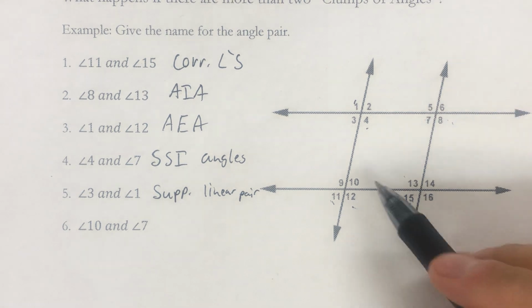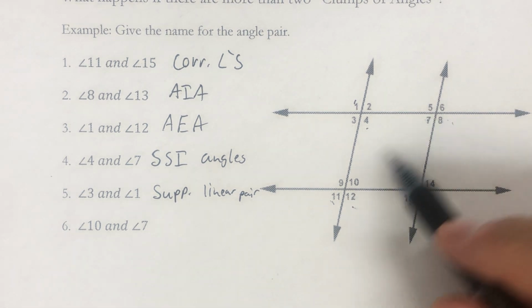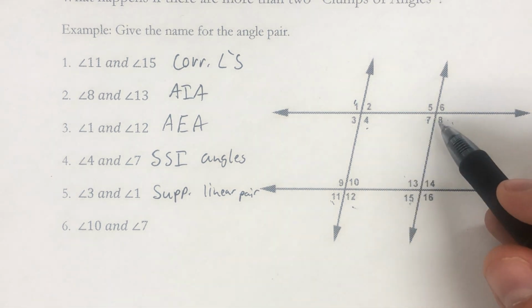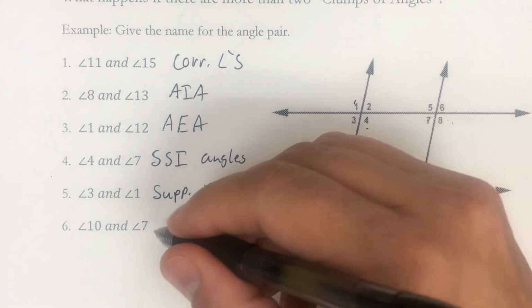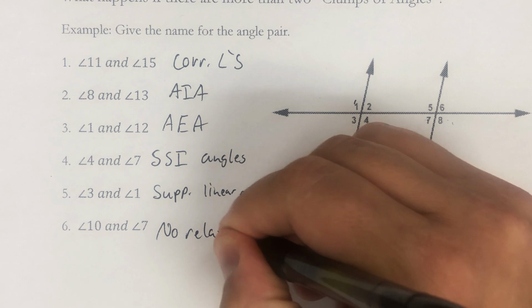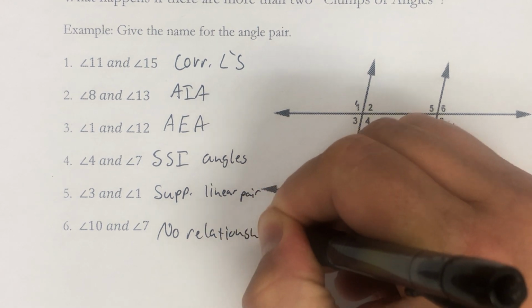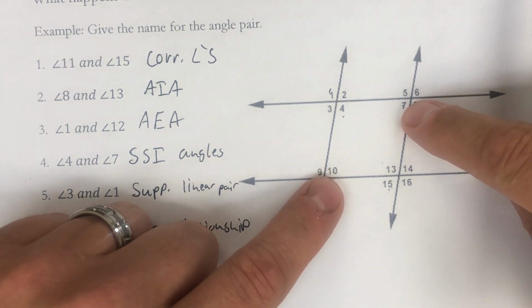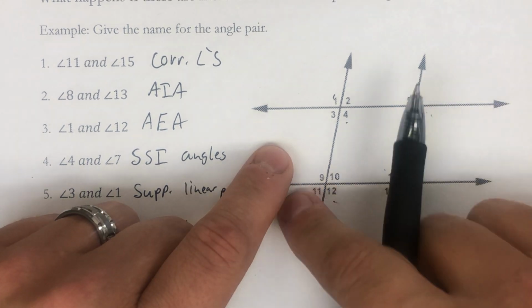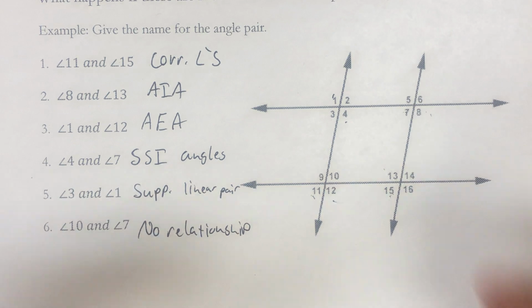And 10 and 7, there's no line connecting angles 10 and 7. If there's no line that connects angles 10 and 7, there is not a relationship. Because there is not a transversal. So these are not alternate interior angles. Yes, I do agree they're both on the inside. However, there's no transversal connecting them, so there's no relationship between 10 and 7.